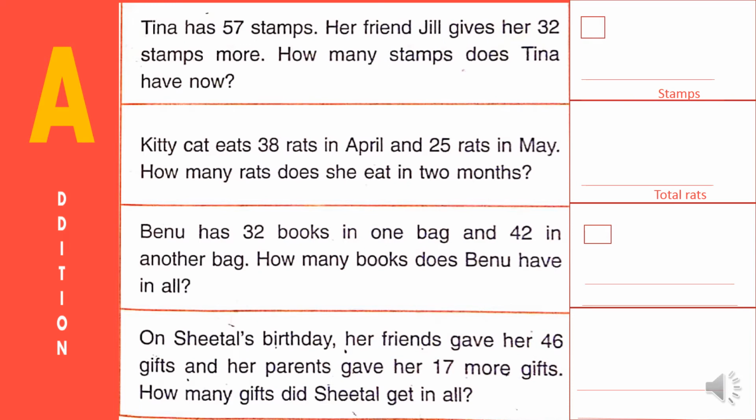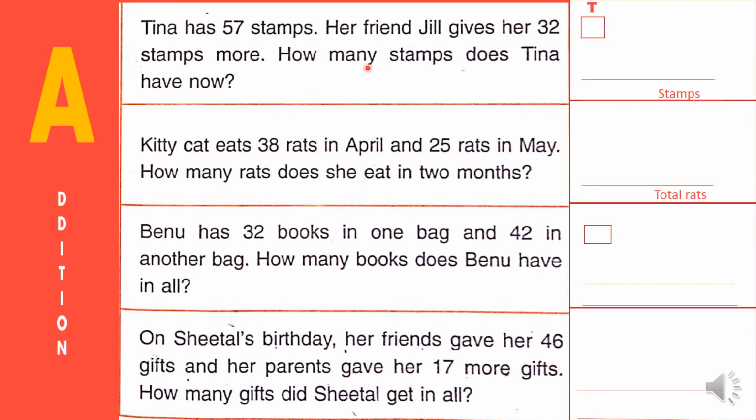Now we will solve this problem, children. Okay, read the sum. Tina has 57 stamps. Her friend Jill gives her 32 stamps more. How many stamps does Tina have now? Okay, understand the question first. Tina has 57 stamps. Her friend gives her 32 stamps. So how many stamps does Tina have now in total? So we have to find the answer. We have to do the addition.